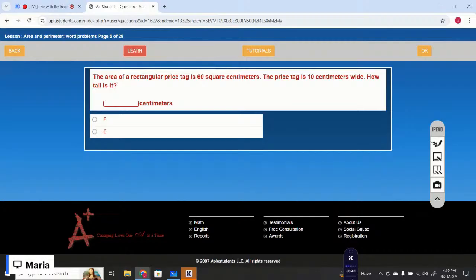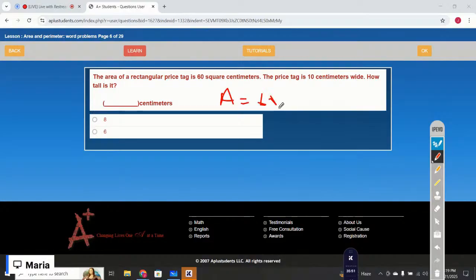The area of a rectangular price tag is 60 centimeters. You are given the area, right? Area is 60. The price tag is 10 centimeters wide. You are given the width, that is 10. We need to find the length, right? So basically the area of a rectangle is length times width equals 60. You are given width, that is L times 10. Now 10 times what number is 60? 6. So L equals 6. Option number 2 is the correct option. The length is 6 centimeters.